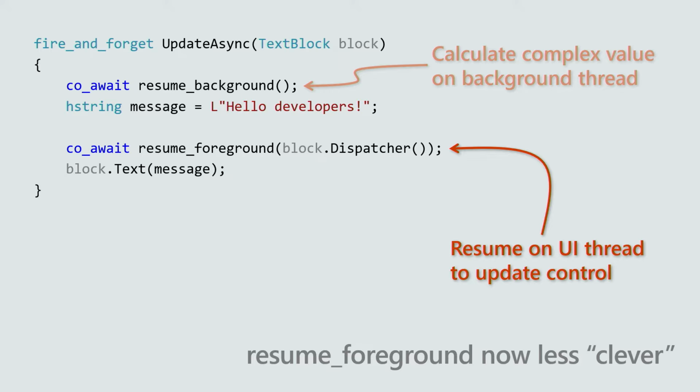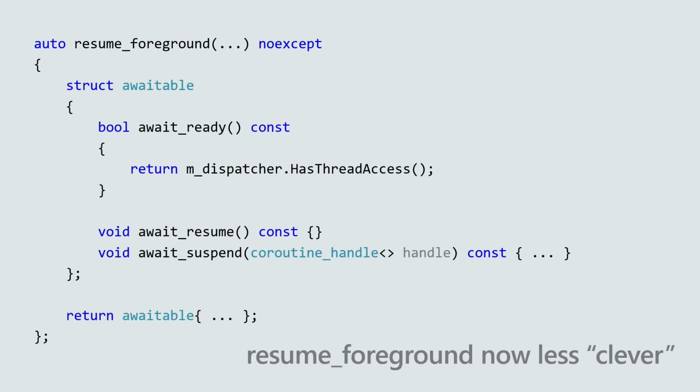Now let me show you what the resume foreground function actually looks like under the hood. This is the approach I tend to take for all of those awaitable functions. It actually just returns a local value type or an object, in this case called awaitable. And that awaitable type that is returned has these three critical functions: await ready, await resume, and await suspend. And that's how the C++ compiler stitches together your coroutine with the awaitable expression. But it turns out that this little line here was just a bit too clever.